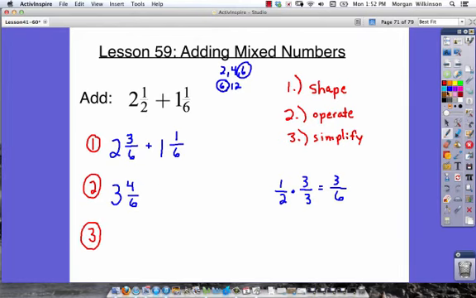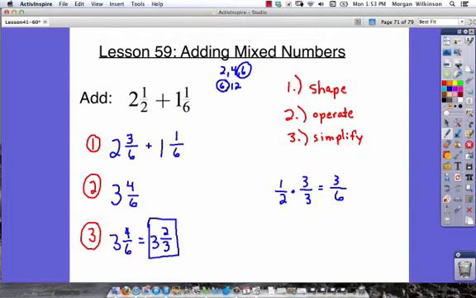And we know that 3 and 4/6, we're going to have to divide our fraction by 2 over 2. Half of 4 is 2. Half of 6 is 3. So we get an answer of 3 2/3. And we've completed our problem with that three-step process of shape, operate, and simplify. That will work anytime we add mixed numbers.